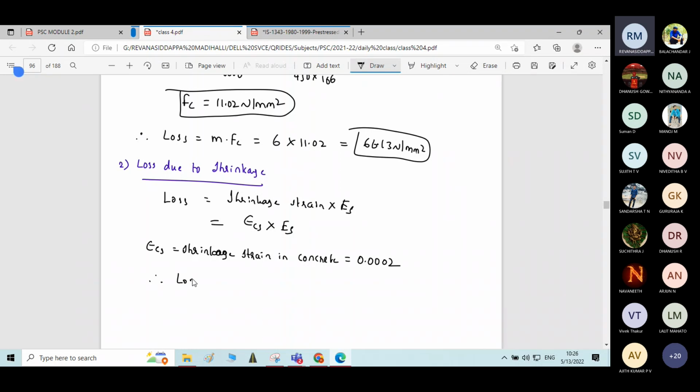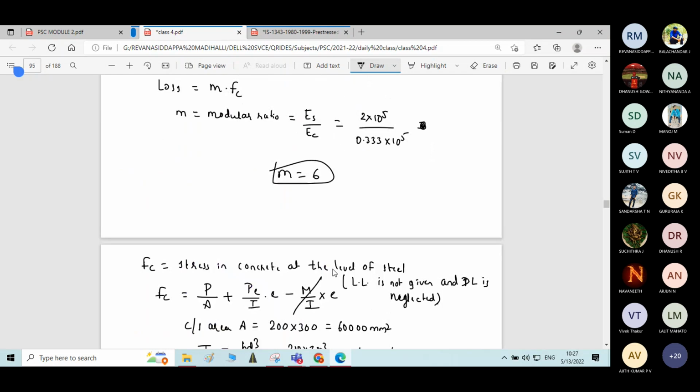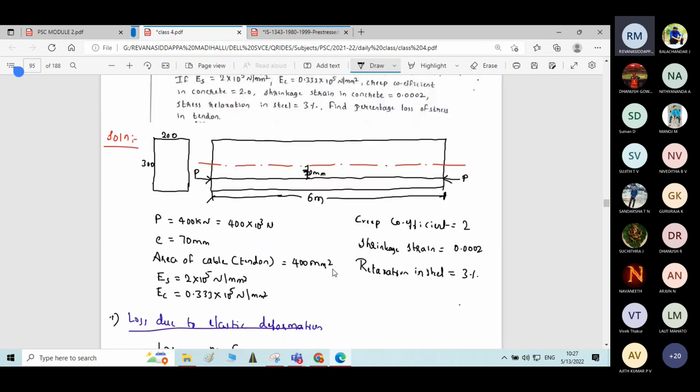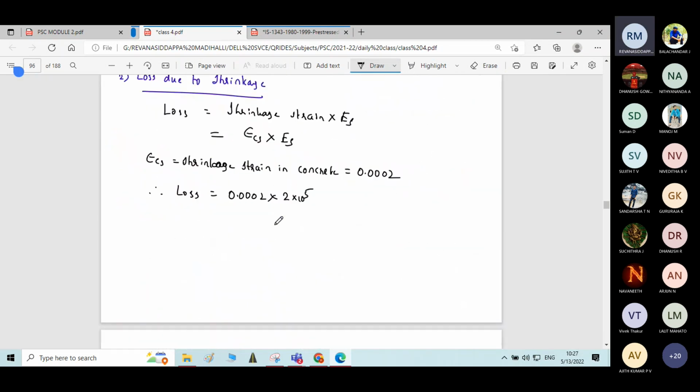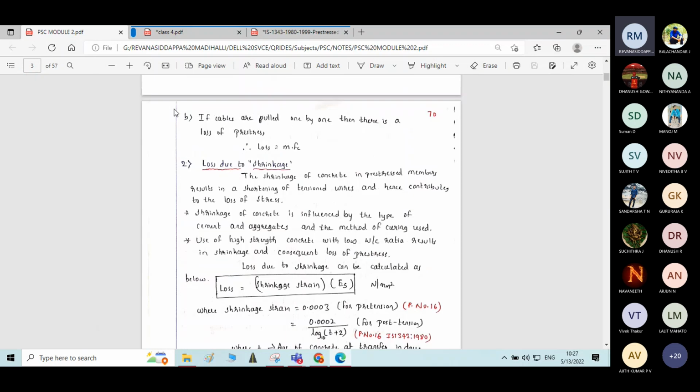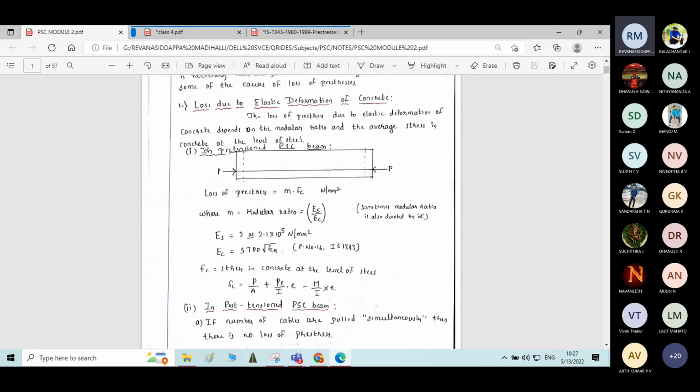Therefore, loss is equal to 0.0002 into Young's modulus of steel. It is given as 2 into 10 power 5. So by this we will get the loss due to shrinkage. If you multiply, you will get 40 Newton per mm square. Then what are the other losses that will take place in a pre-tension concrete member?